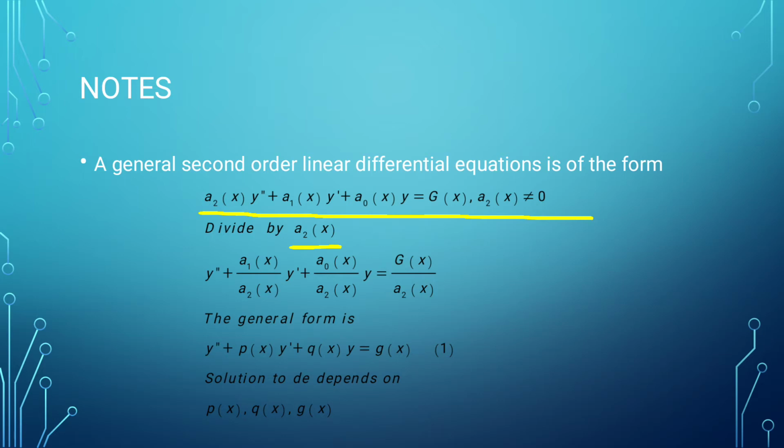So now we can write this general equation like this. You can see that a1 over a2 is our p(x), a0 over a2 is our q(x), and capital G(x) over a2 is small g(x). The solution of this kind of differential equation depends on p(x), q(x), and g(x).